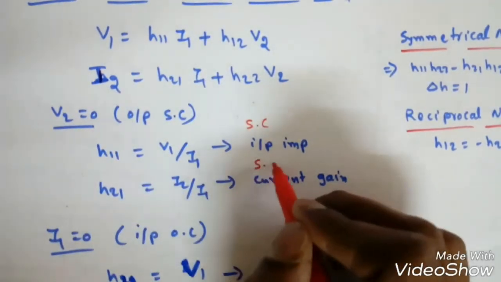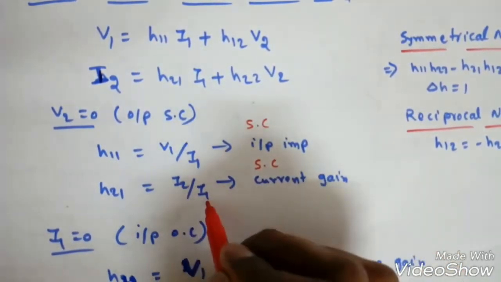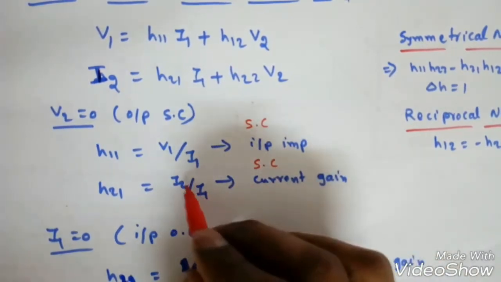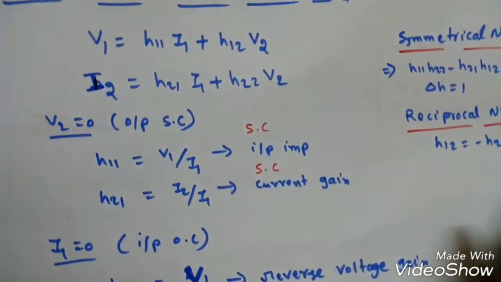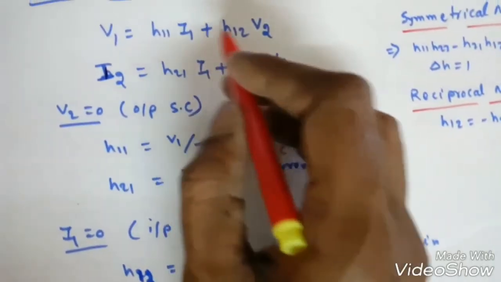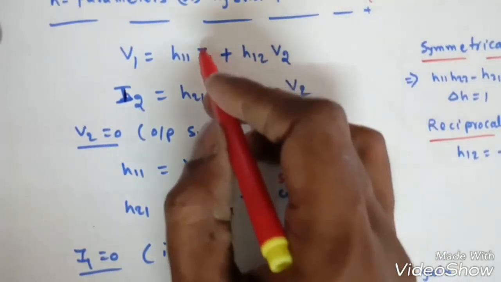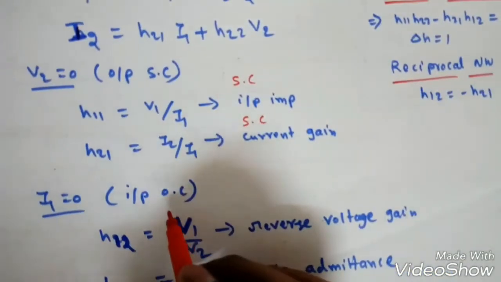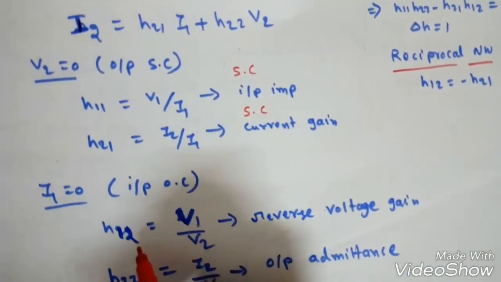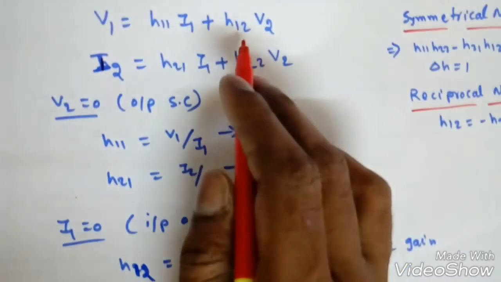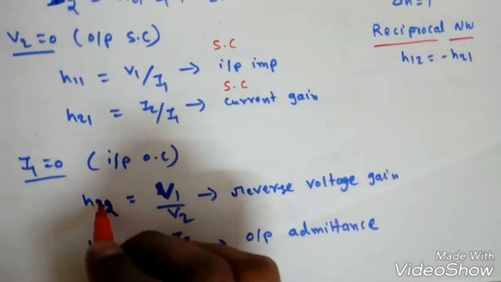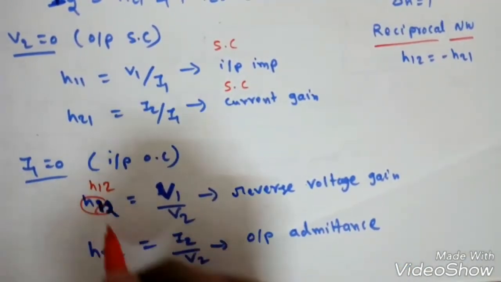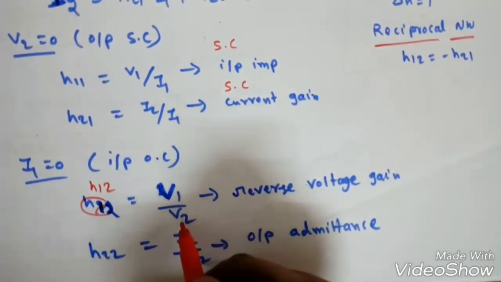So this is called short circuit current gain, that is I2 by I1, the output current by input current, so current gain. Similarly, to find the remaining parameters, we need to make I1 equal to 0. I1 equal to 0 means the input side is open circuit. So when I make the input open circuit, I can first find h12. So this is h12, which is equal to V1 by V2.